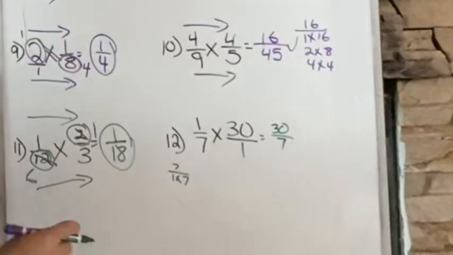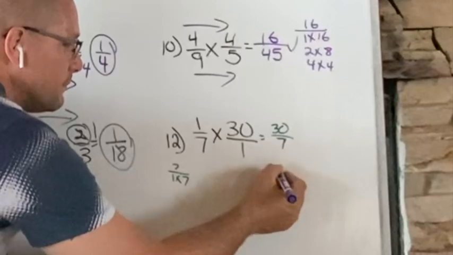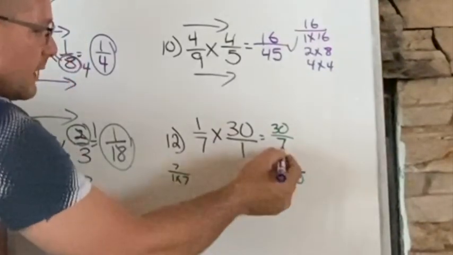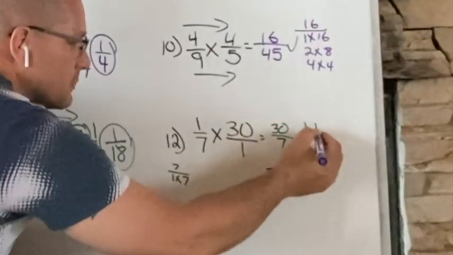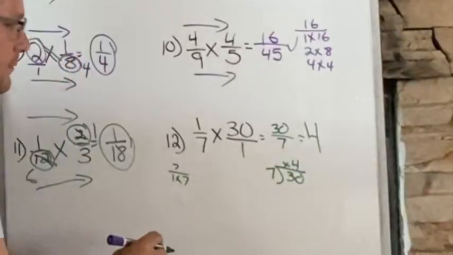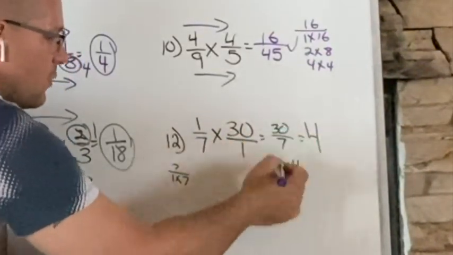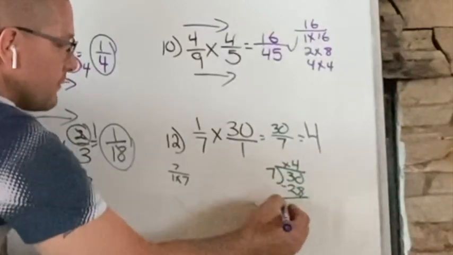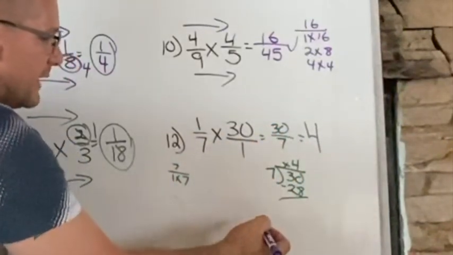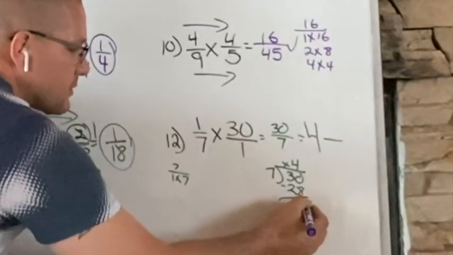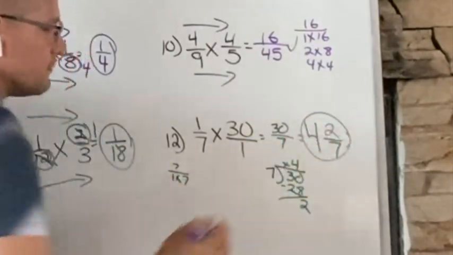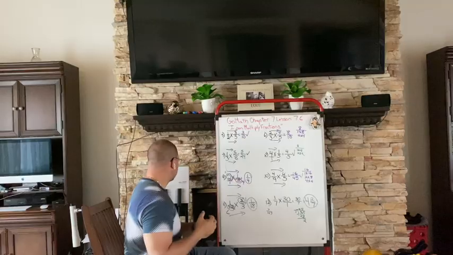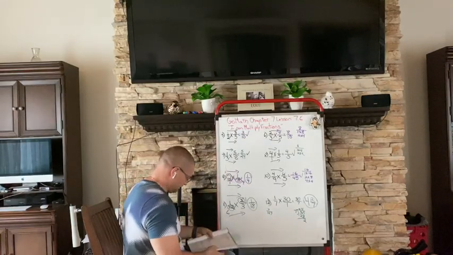Now, I can't leave that. That is an improper fraction. So I need to take my bottom into my top. Example, I'm going to go 7 goes into 30 how many times? 4 times. 7 times 4 is 28. 30 minus 28 is 2, and my denominator stays the same. Excellent. Good work. Let's take a look at our last two.